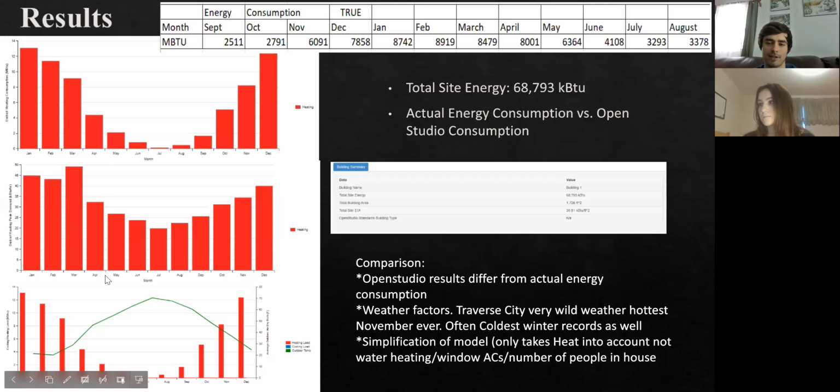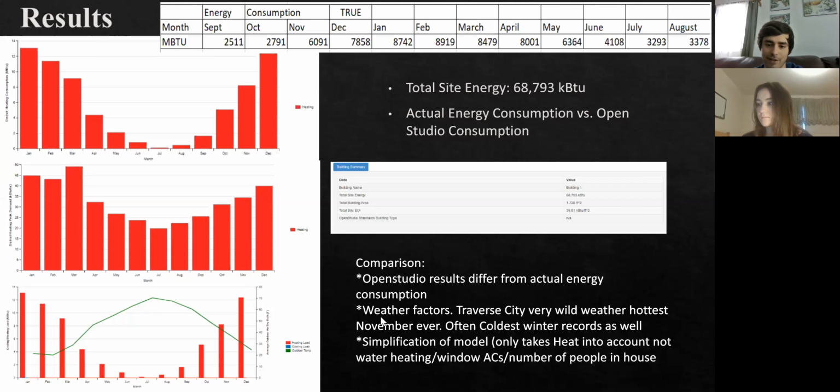And the results we received: we compared the energy consumption in the model based on the actual energy consumption based on electric bills for this house. The total site energy was 68,793 kBTU. So the results differ from the actual energy consumption, and this could be due to a variety of factors.